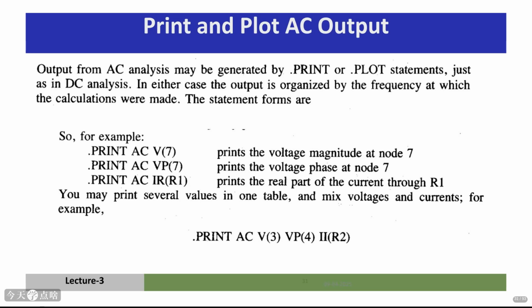You can print the magnitude of the voltage at a node, like V7, the phase of the voltage at a node, VP7, the real part of the current through a device, IR(RON), or the imaginary part, II(RON). You can combine these, like print AC V(3) VP(4) I(2), and PSpice will organize the results by frequency. The output will be a table or a plot, showing how these quantities change as the frequency sweeps.